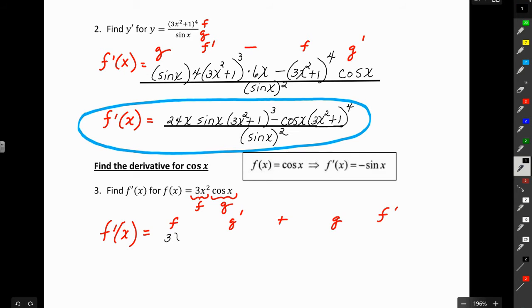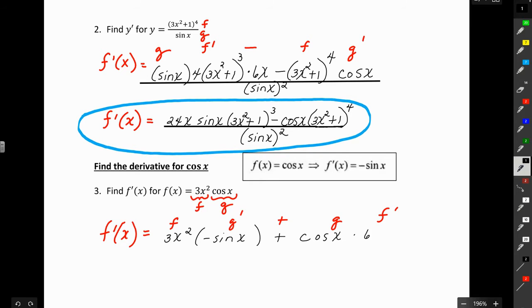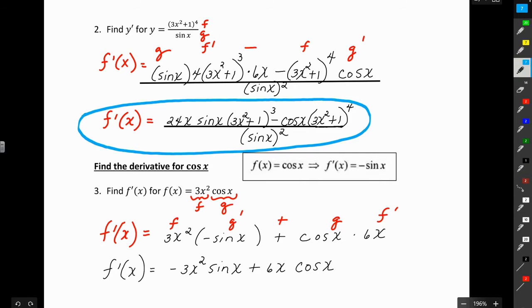f is 3x squared. Derivative of cosine is negative sine. g is cosine of x. And the derivative of f is 6x. And there's really nothing I can do here, but I'm just going to neaten it up and put things in a little bit better order. And that's it for number 3.